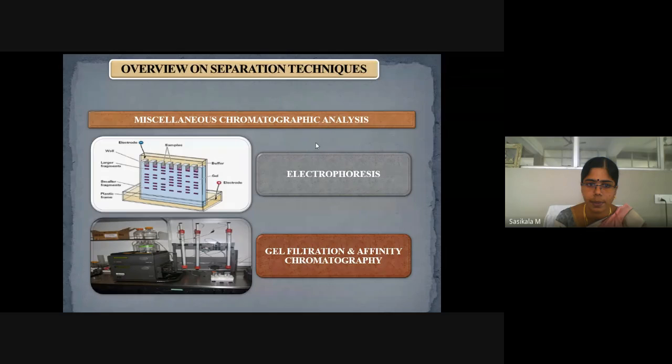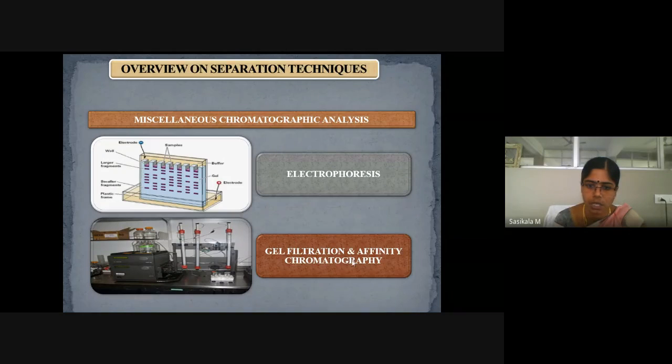So this is a type of separation technique, electrophoresis or electrochromatography it is called. Then gel filtration or affinity chromatography. It is also a modified form of HPLC. In the closed column, it will be packed with a gel, and according to the molecular size, it will be separated.